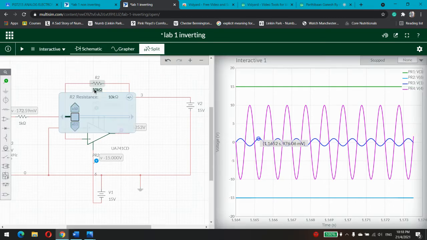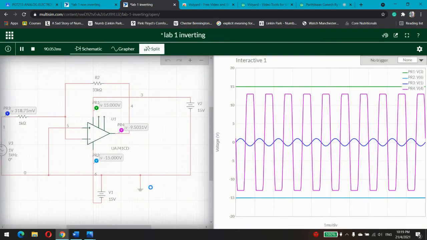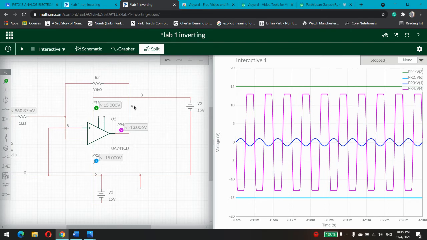Now we change 10k to 33k. We run it, and for this you can see the peak is 13. This is the peak for V out. I have now done the three resistors: 4.7, 10, and 33k.